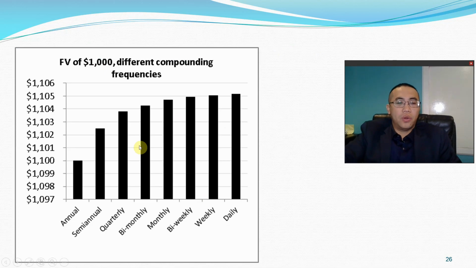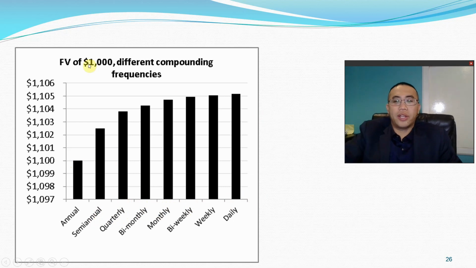And if you raise the frequency, let's say annual, the frequency is 1, semi-annual, the frequency is 2, quarterly, that's 4, bi-monthly, that's 6, so you have 6 bi-month periods in a year. Monthly is 12, and then weekly, bi-weekly, and daily, and so on and so forth.